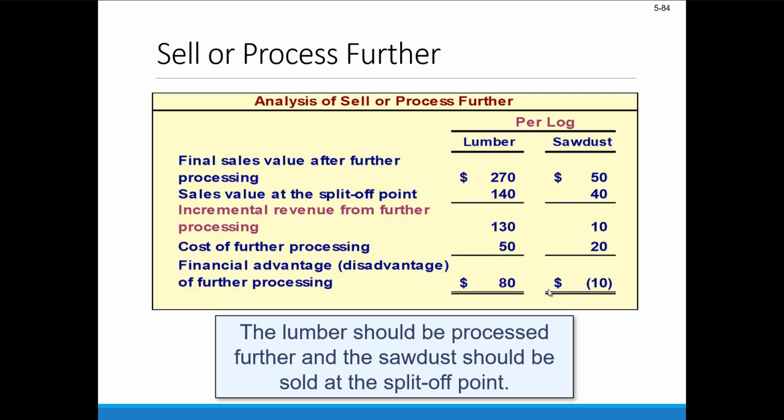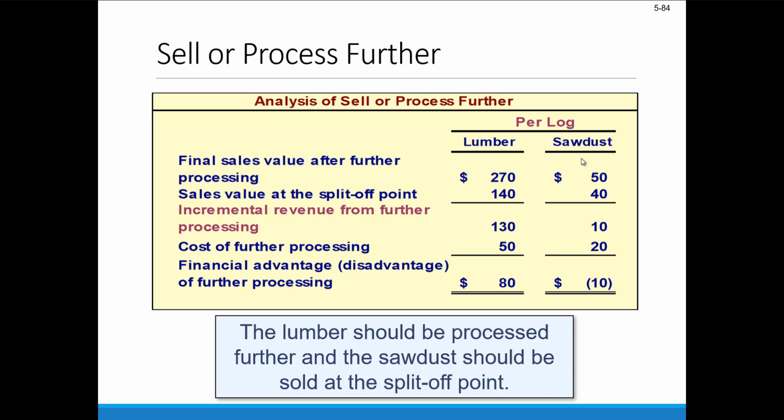So here's our analysis of whether we want to sell this stuff at split off or process further. Let's take the lumber first. The final sales value after turning it from unfinished to finished lumber is $270 per log. We'll subtract from that the sales value at split off, so the unfinished lumber of $140, and our incremental revenue from that additional processing is $130 per log. Now subtracting from that the cost of doing the processing of $50 means we're at an $80 financial advantage per log of doing that processing, of turning the unfinished lumber into the finished lumber. So we'd say that this lumber, we want to sell it as finished lumber to the extent we can. It's more profitable to do so.